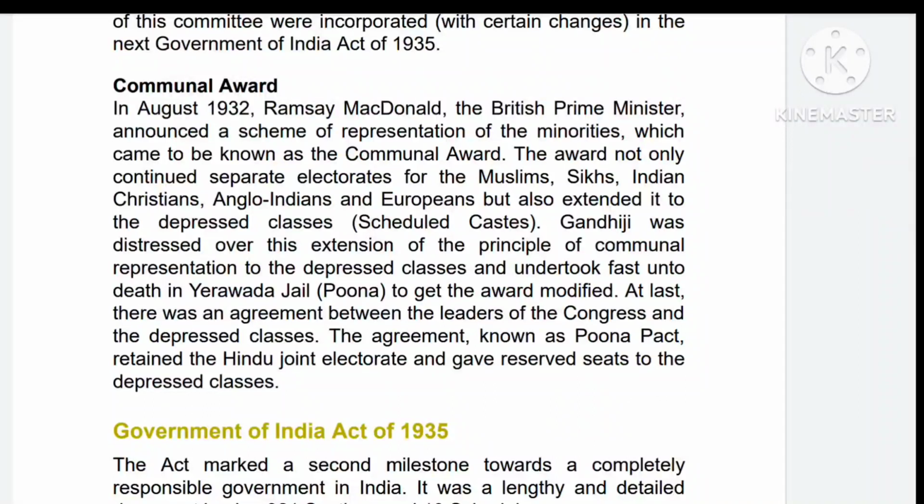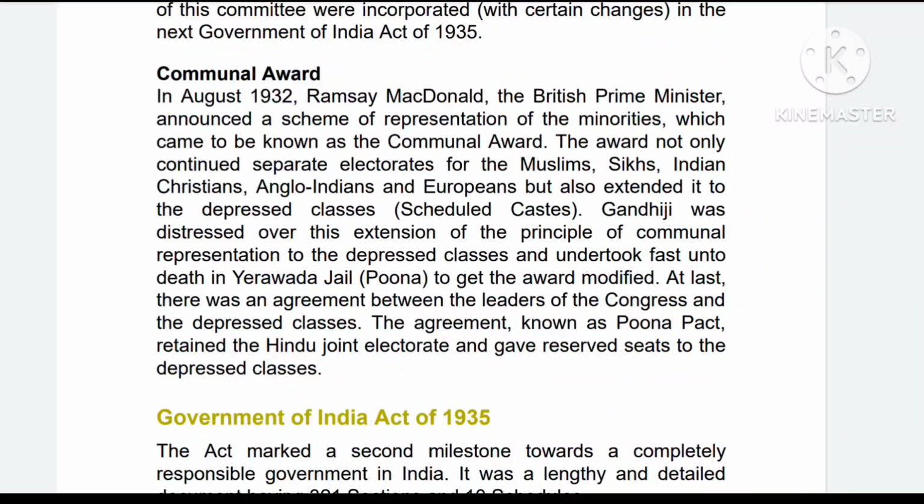Communal Award. In August 1932, Ramsay MacDonald, the British Prime Minister, announced a scheme of representation of the minorities which came to be known as the Communal Award. The award not only continued separate electorates for the Muslims, Sikhs, Indian Christians, Anglo-Indians and Europeans, but also extended it to the depressed classes, scheduled castes.